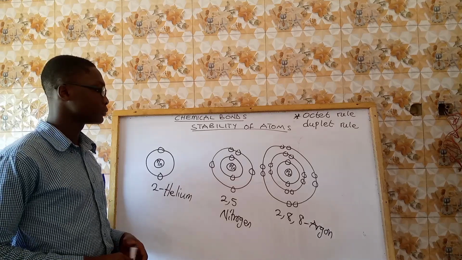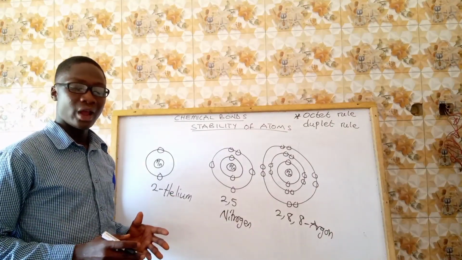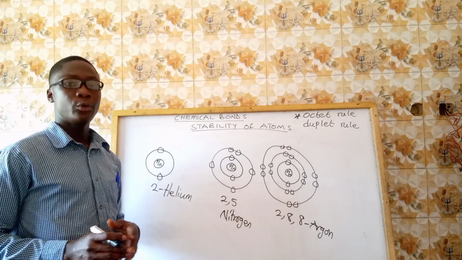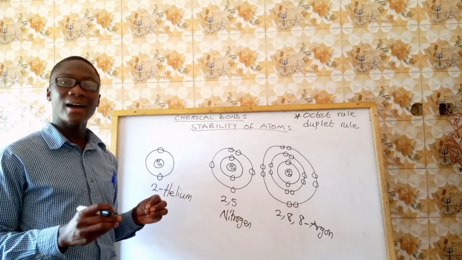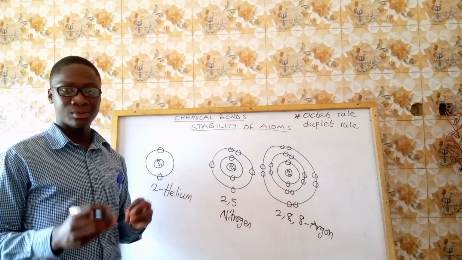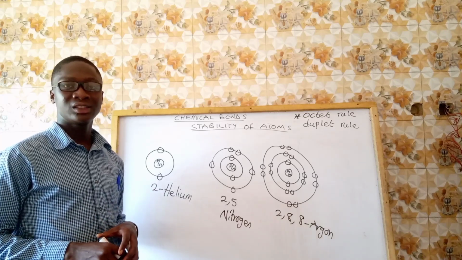So now we know the octet rule and the duplet rule. You can now identify atoms which are stable and atoms which are not. Hope you enjoyed the lesson.